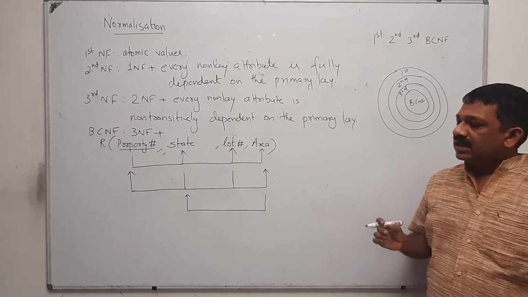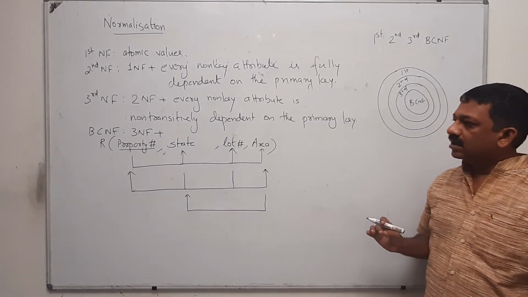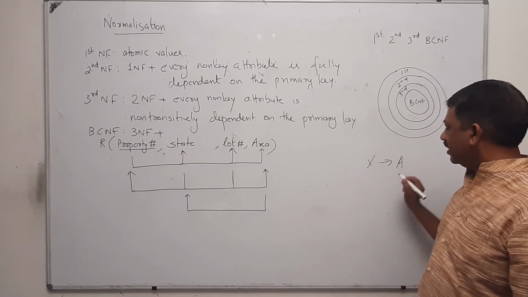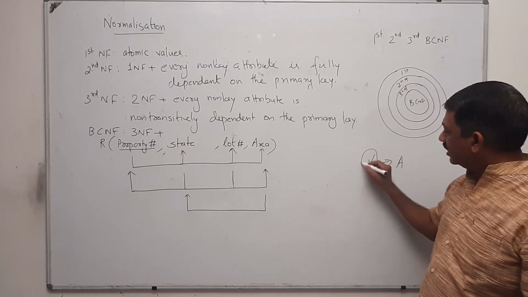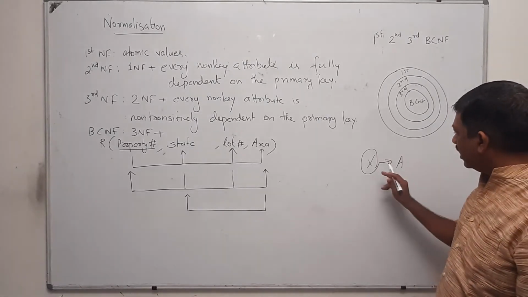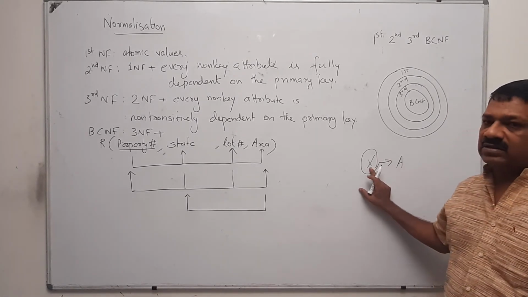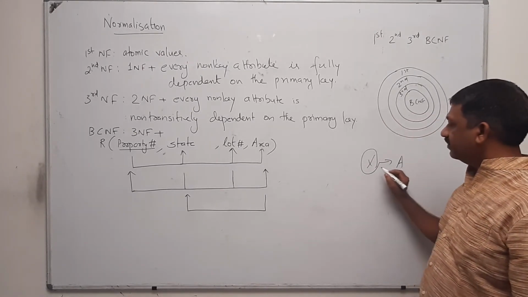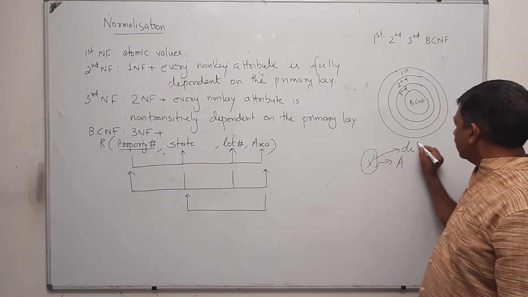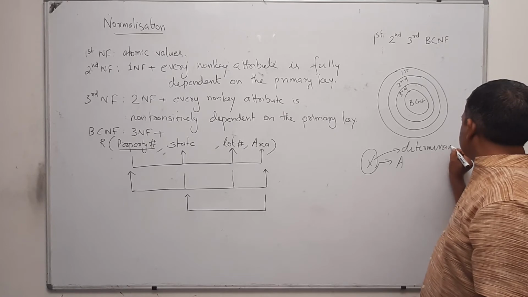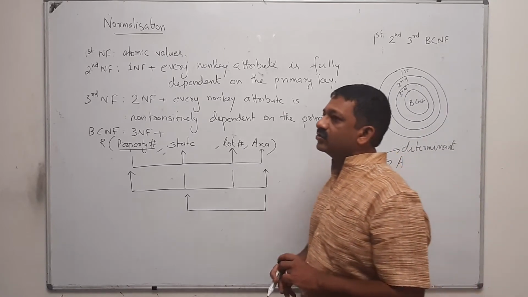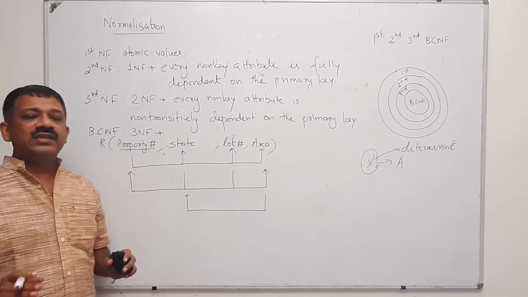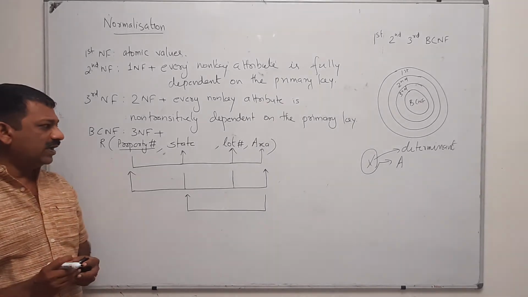In BCNF, the condition is that if you have X determines A, this is the determinant, and A depends on this. This can act as the primary key, and if you have a functional dependency like this, it is called a determinant. In the case of BCNF, every determinant, as far as that table is concerned, should be a candidate key.